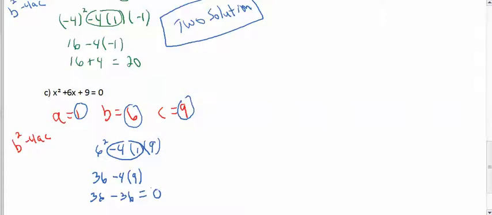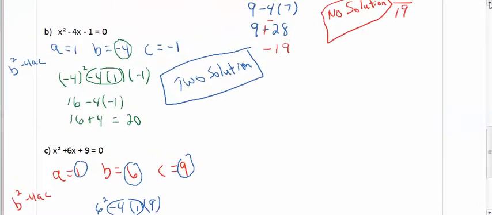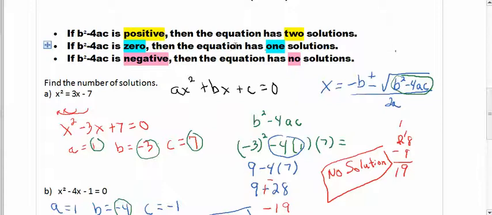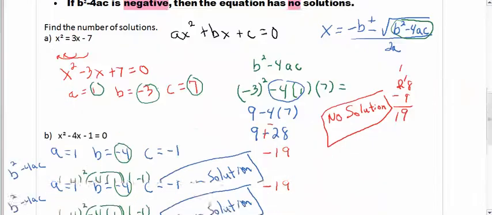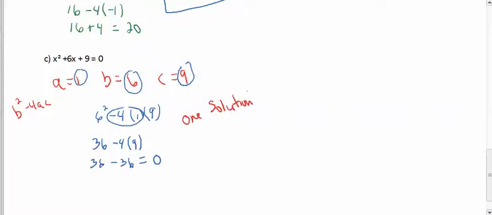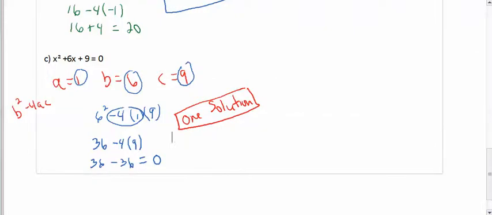And I get 0. Again, I'm going to go up to my notes, and I say, if I get an answer that is 0, it has 1 solution. So then I go back down here, and this answer is going to be 1 solution. And that's how you use the discriminant to determine how many solutions the equation has. That's it.